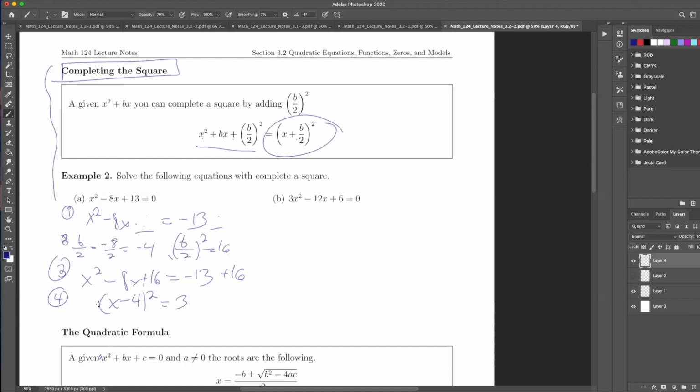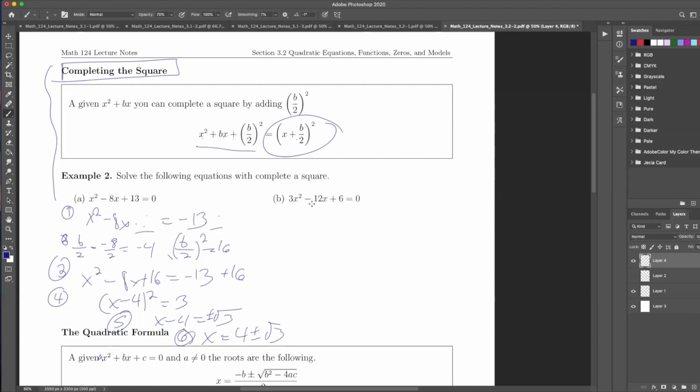Then we're going to use our rules from before, and we're going to write x minus 4 is equal to plus or minus square root of 3. And then the sixth step is just to move everything over. So I'll get x equals, to move the 4 over, so it'll be 4 plus or minus square root of 3. Okay, and so that's the solution to this one.